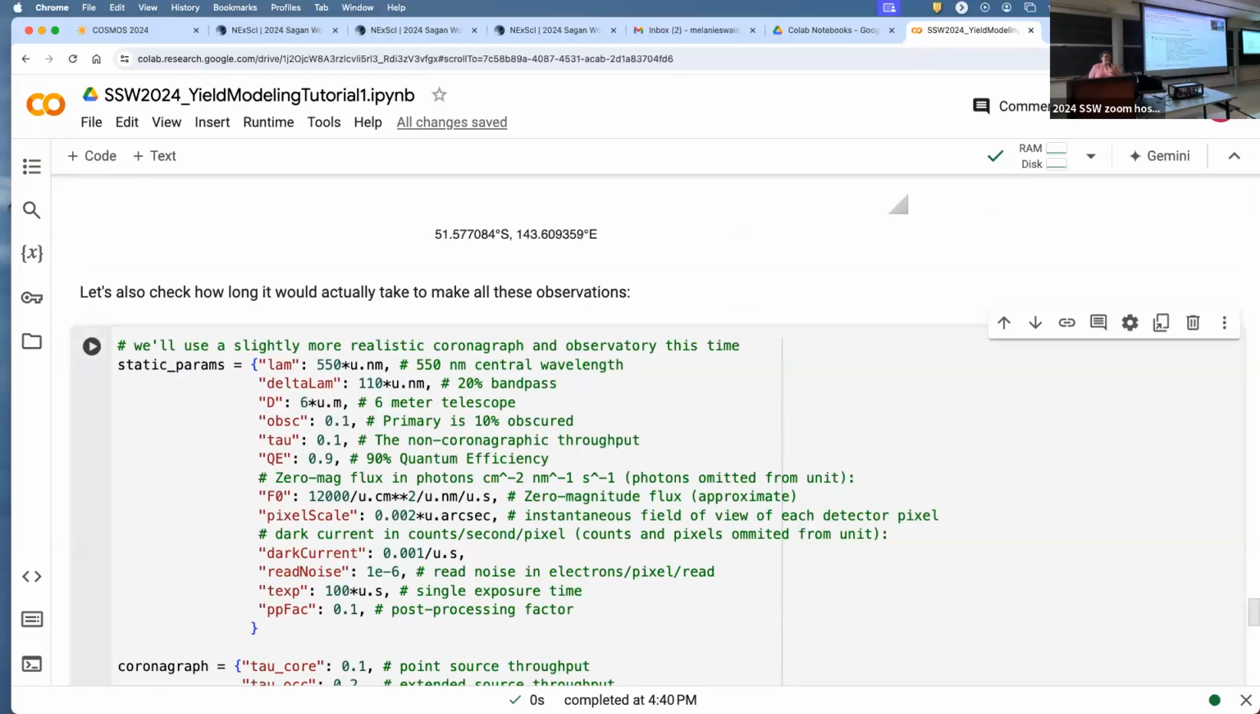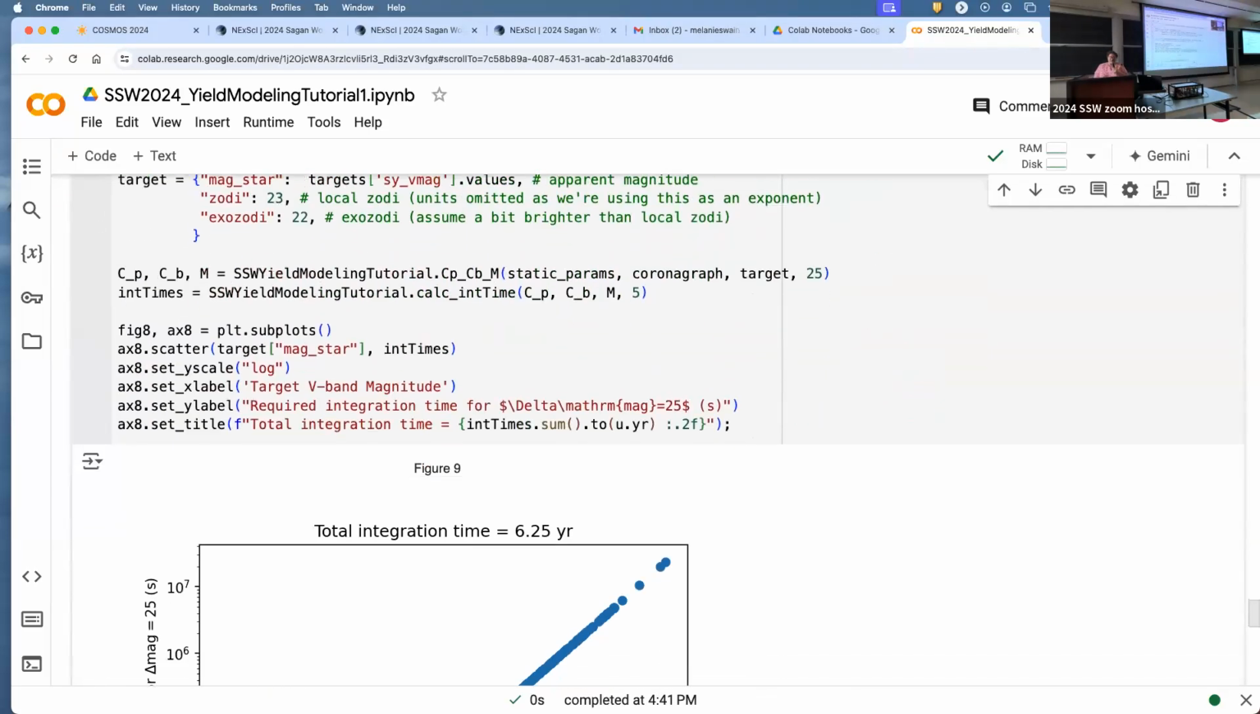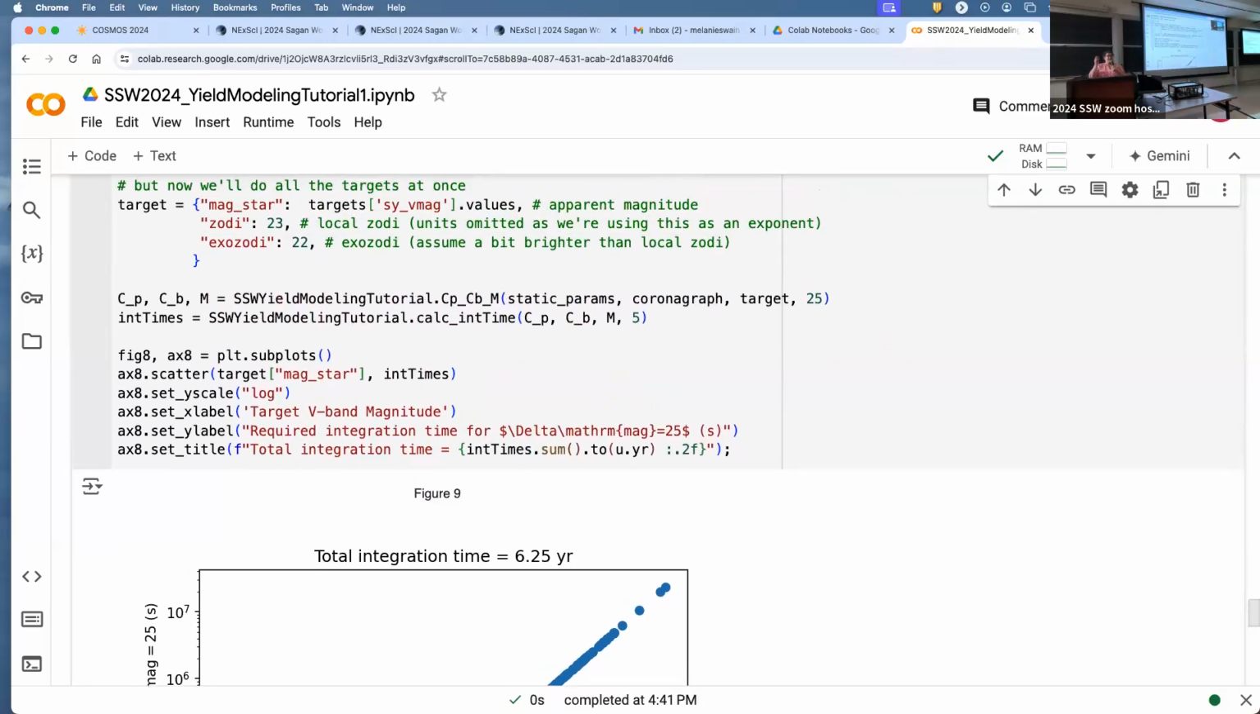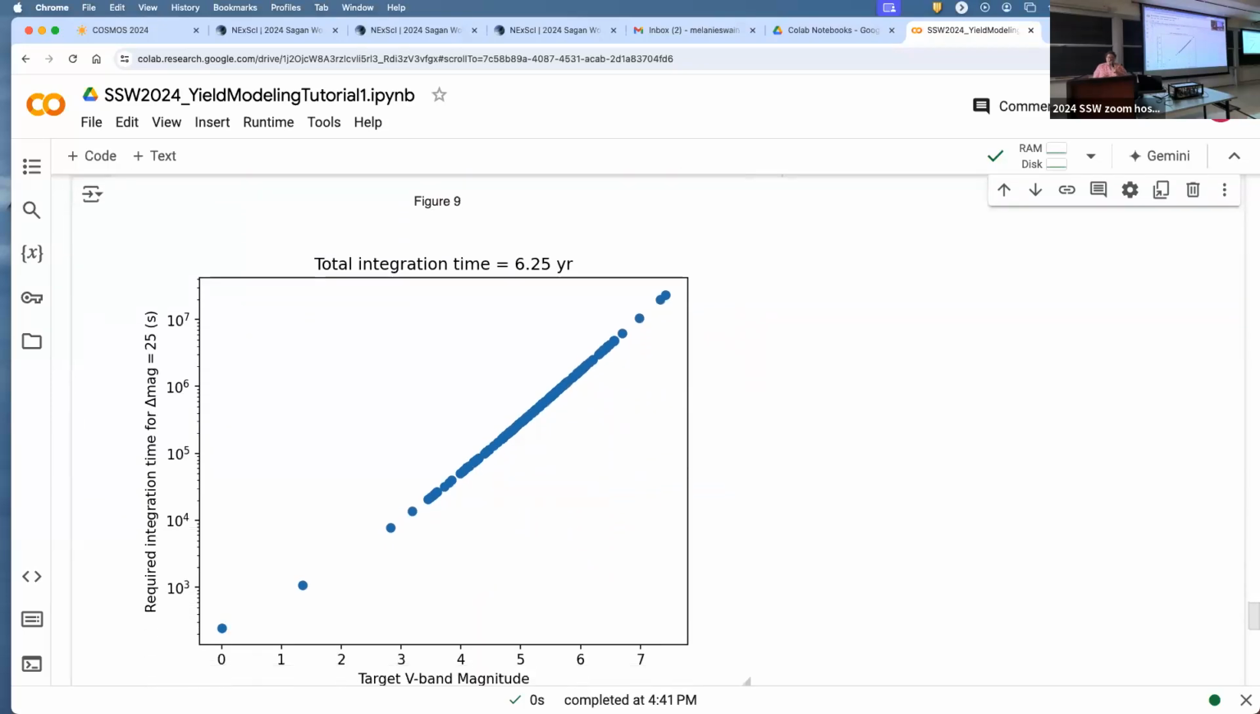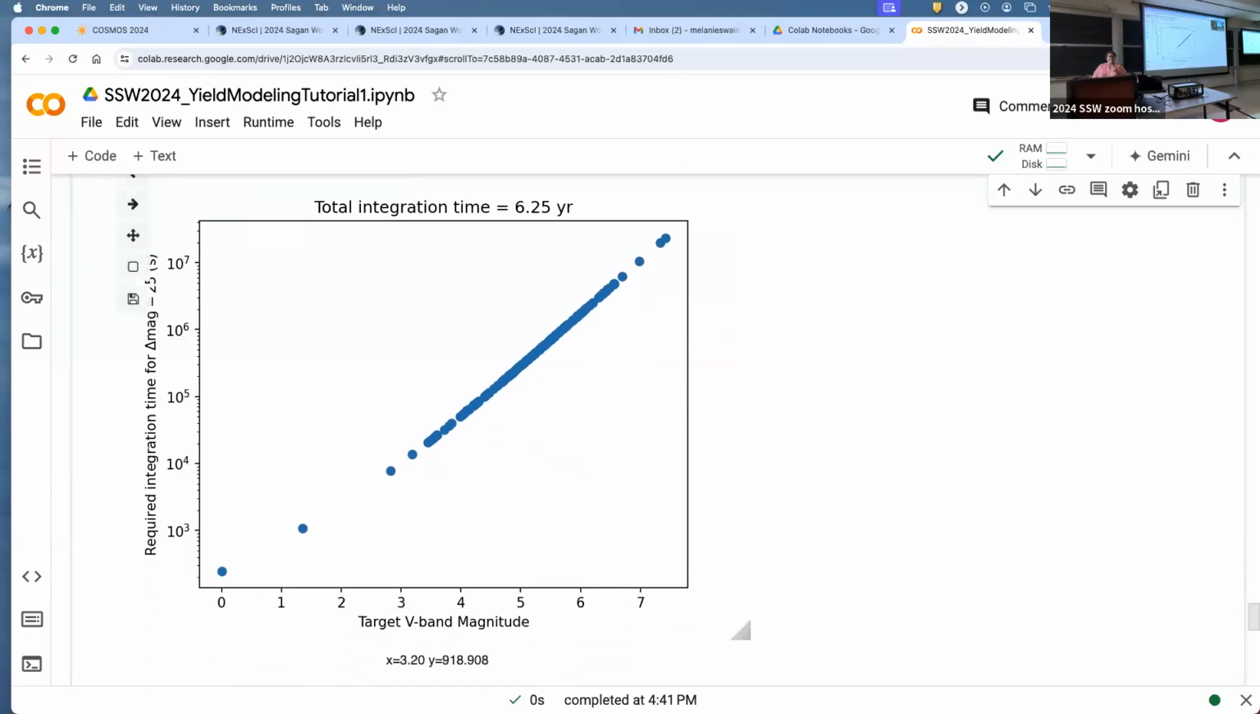Okay, so how long would it take to actually integrate on all of these? Because now we know how to calculate integration times. So instead of calculating integration time for a single star, we can calculate it for every single one of these stars and plot it. And if we visited each of these stars once, it would take 6.5 years or 6.25 years. So for a 5-year mission, that blows the mission.